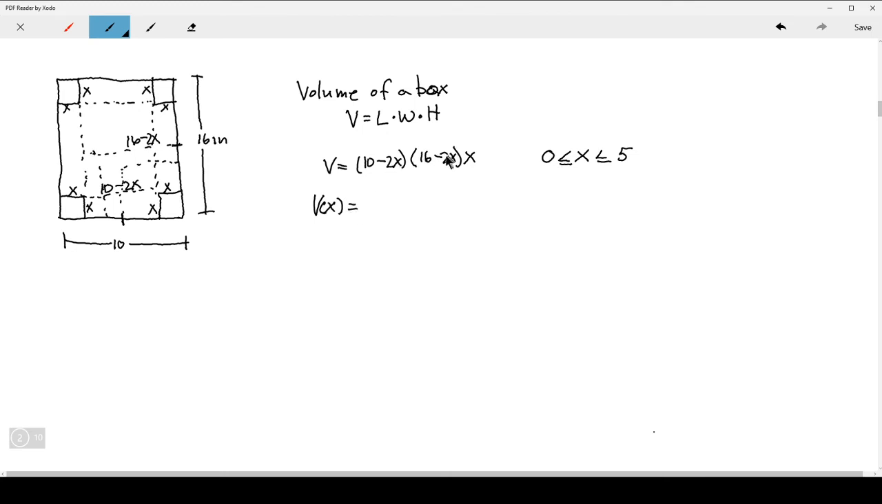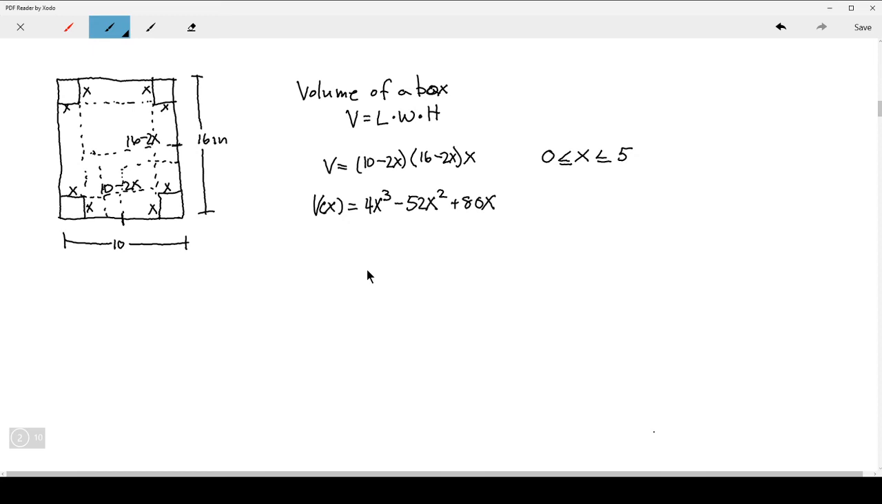If I multiply this by this, and then multiply x through it, I'm going to get 4x to the third minus 52x squared plus 80x. Okay, so there's my V.